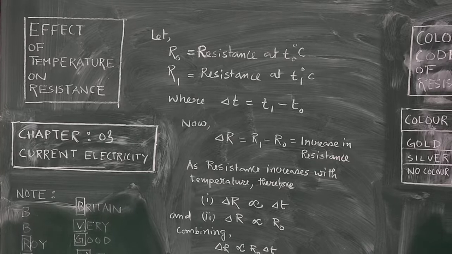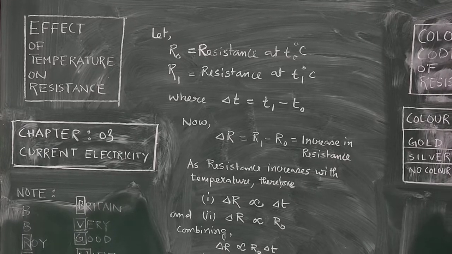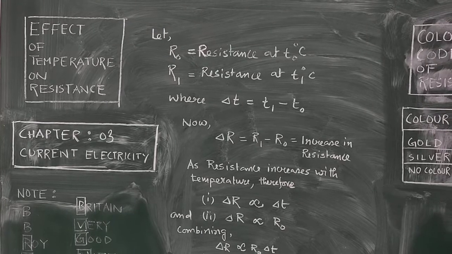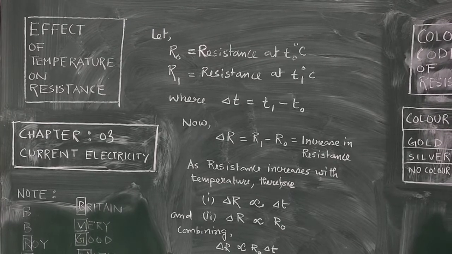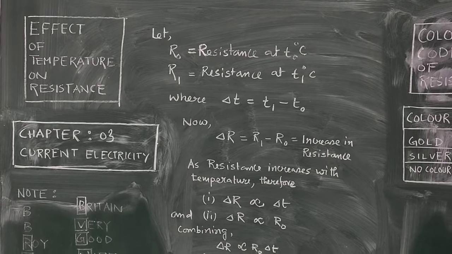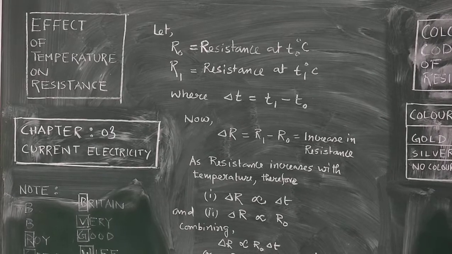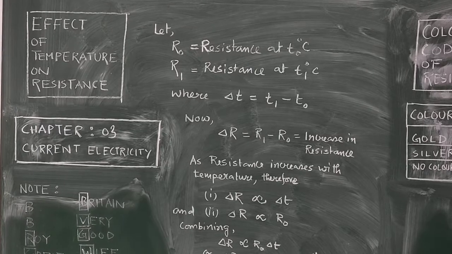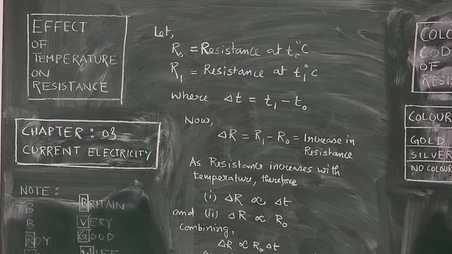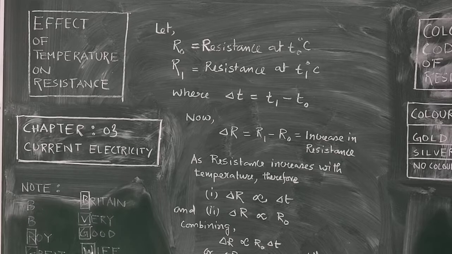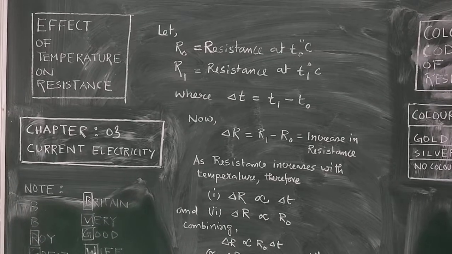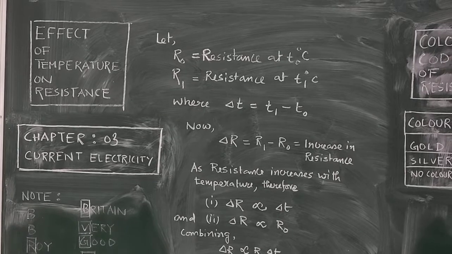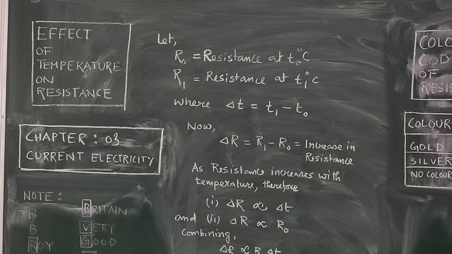Now as the motion of the electron retards, if you try to count the number of electrons that come out from a particular area of cross section, it decreases. It decreases means less current flows now. Less current means more resistance. So basically if you increase the temperature of a conductor, the resistance increases.